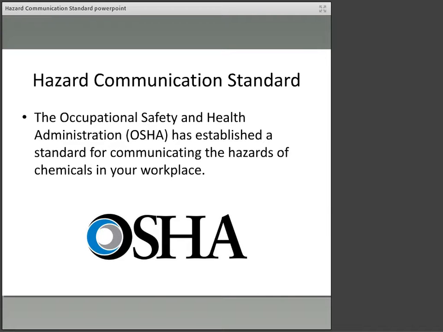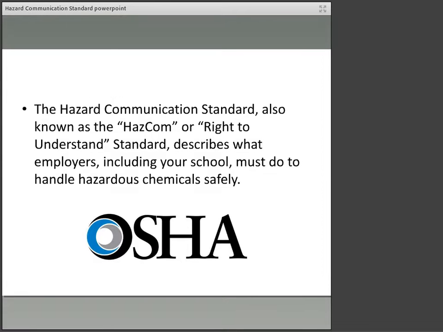The Occupational Health and Safety Association has established the Hazard Communication Standard related to the use of chemicals in the workplace. This standard, also known as HAZCOM or the Right to Understand standard, describes what employers must do to ensure that their employees are handling chemicals safely.